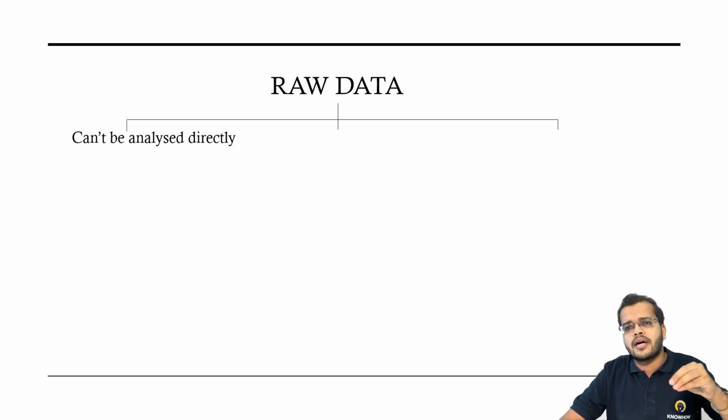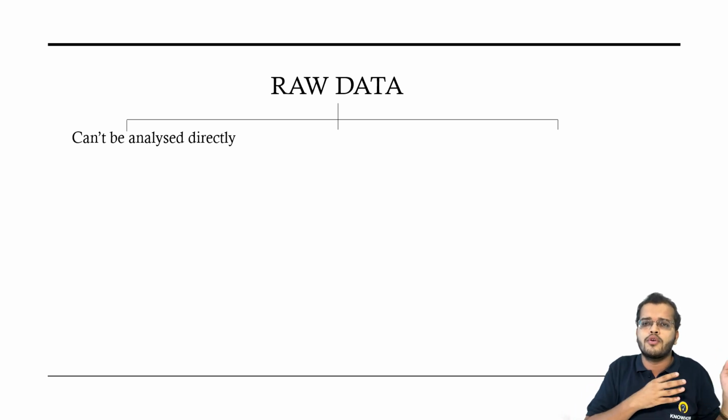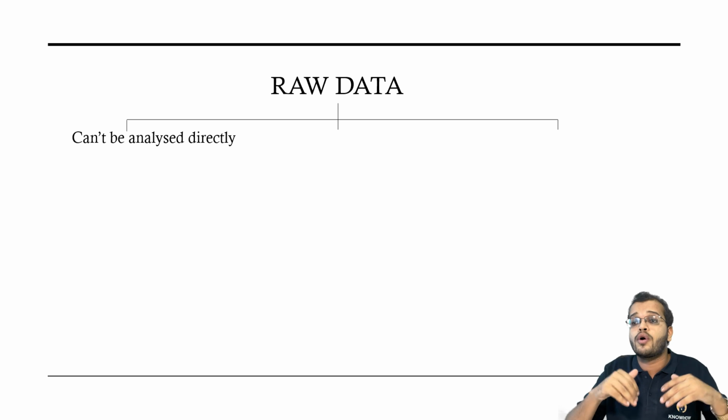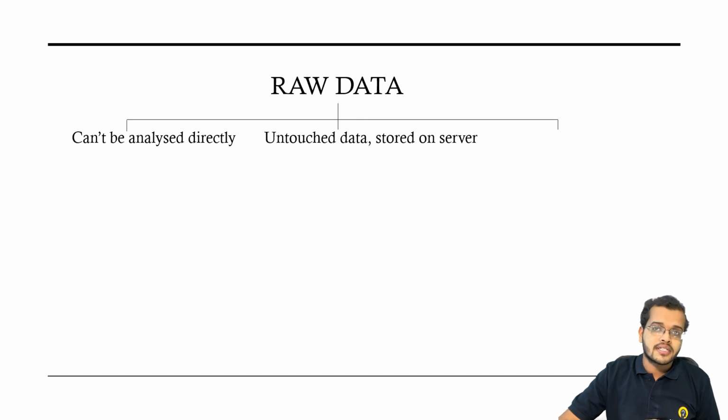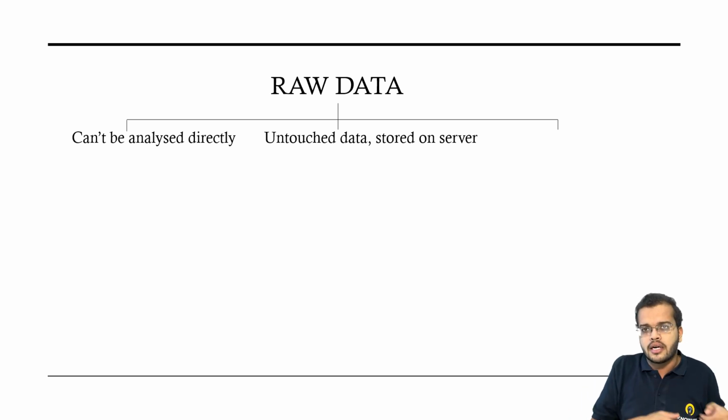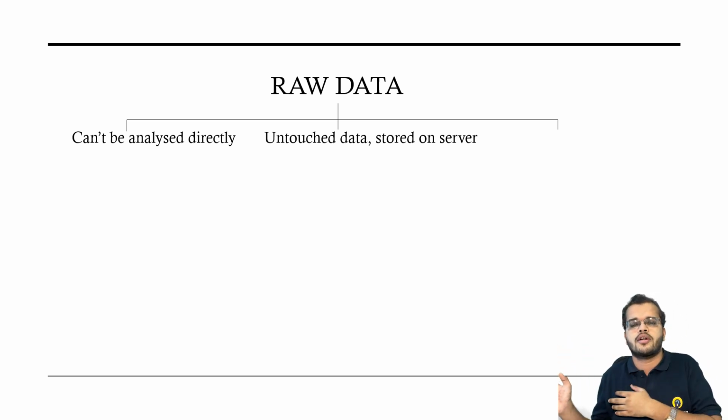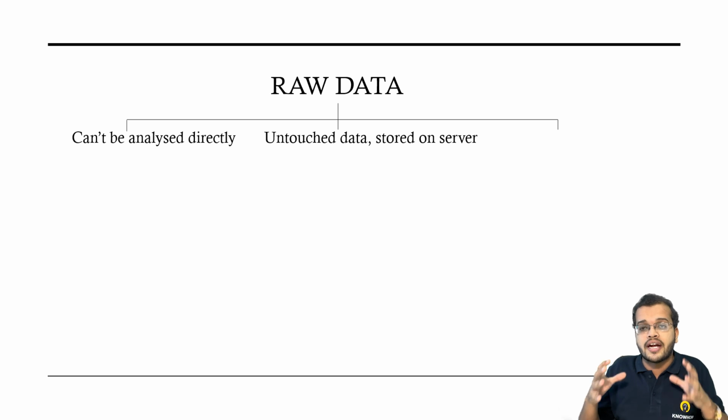For example, I am getting some XYZ data with a few columns and rows, and just by looking at it, I say this is the data and this is the analysis I have done. You cannot go and directly tell that to the client or the customer, right? It cannot be analyzed directly. Another important point is that this raw data is untouched. It is directly stored in SQL Server. For example, take any e-commerce platform. If you purchase products online, that data of yours is stored in the server untouched.